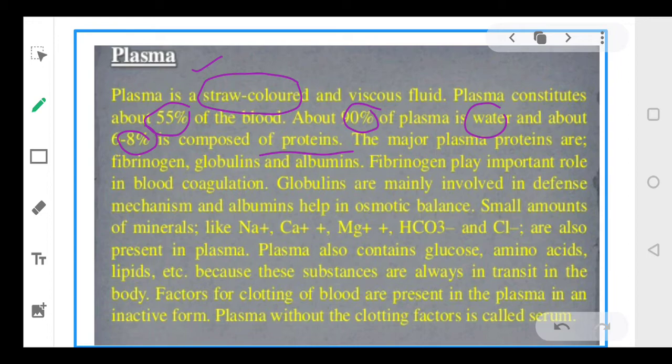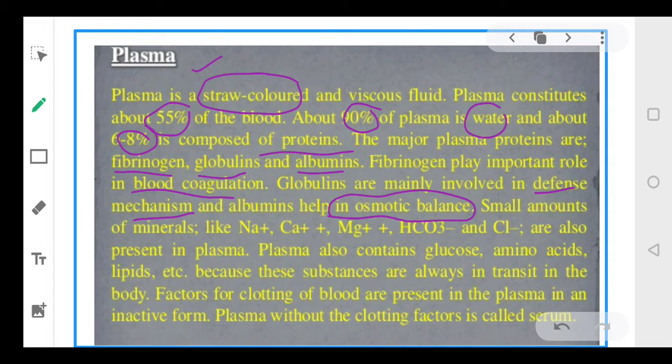So plasma in turn is composed of two portions: water, which is 90%, and 6 to 8% proteins. The major proteins present in the plasma are fibrinogen, globulins and albumins. These three are the main categories of proteins. Right everyone? Fibrinogen plays an important role in blood coagulation. Globulins are involved in the defense mechanism, while albumin helps in osmotic balance. Okay everyone, this helps in osmotic balance.